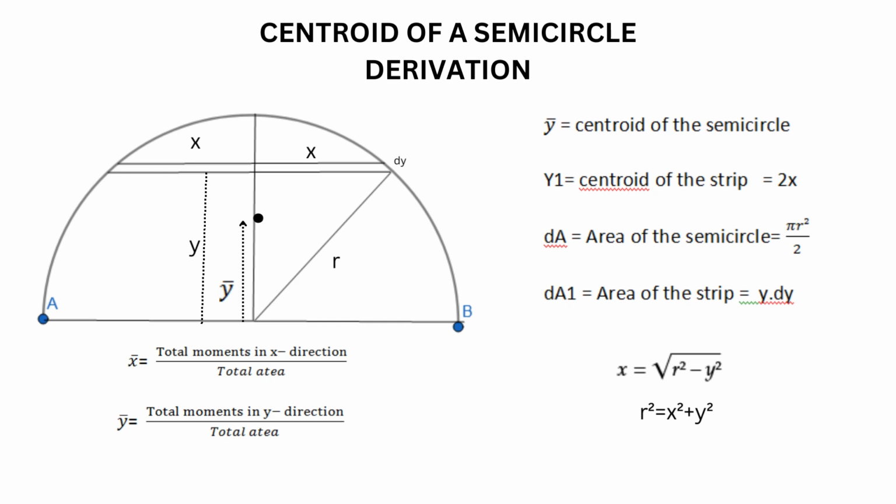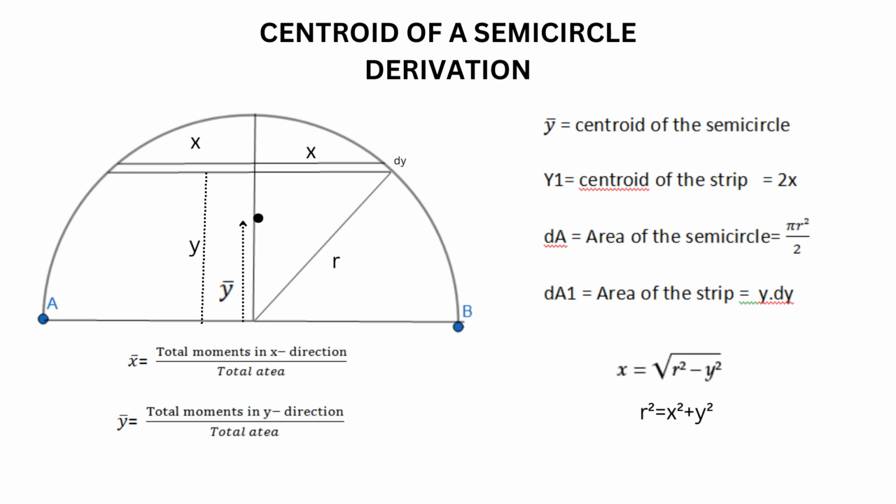So the moment of all such strips of the semicircle about the base divided by the area of the semicircle will give us the distance of the centroid from the base. So y dash is the distance of the centroid from the base, and by Pythagoras theorem we also know r squared equal to x squared plus y squared, and x equal to root of r squared minus y squared.